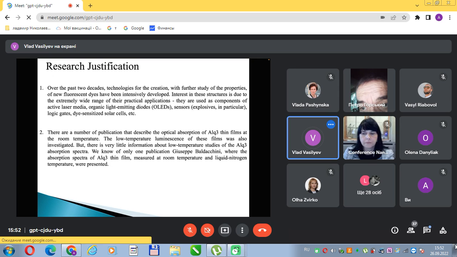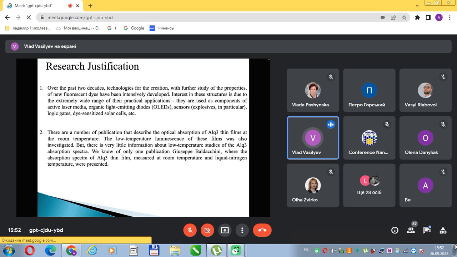the room temperature. The low temperature luminescence of these films was also investigated, but there is very little information about low temperature studies of the aluminum Q3 absorption spectra. We know of only one publication, Giuseppe Baldacchini, where the absorption spectra of aluminum Q3 thin films measured at room temperature and liquid nitrogen temperatures were presented.